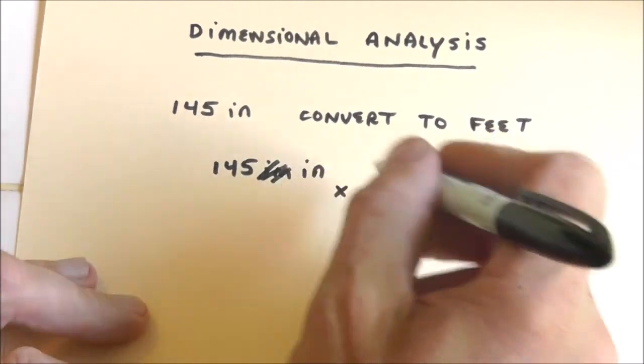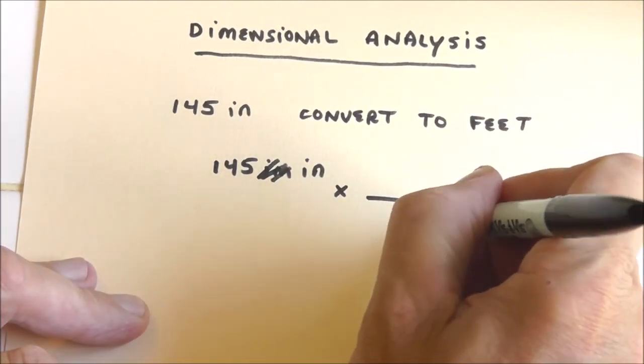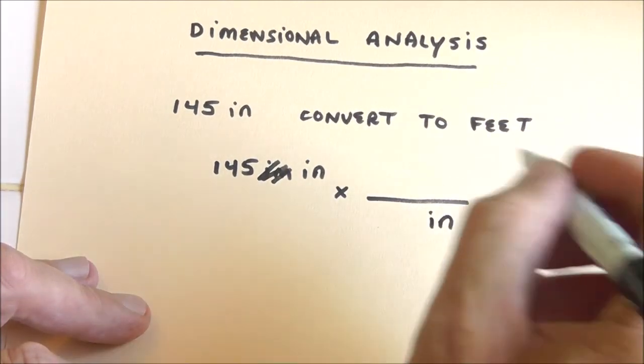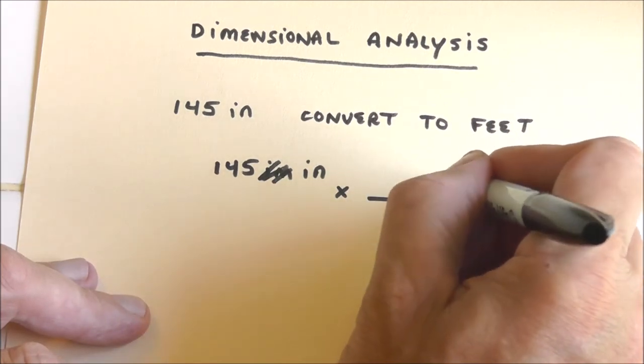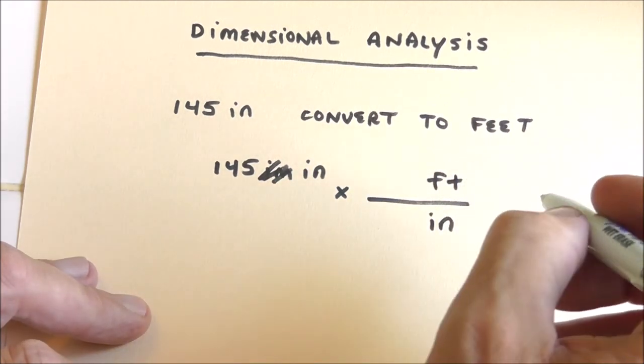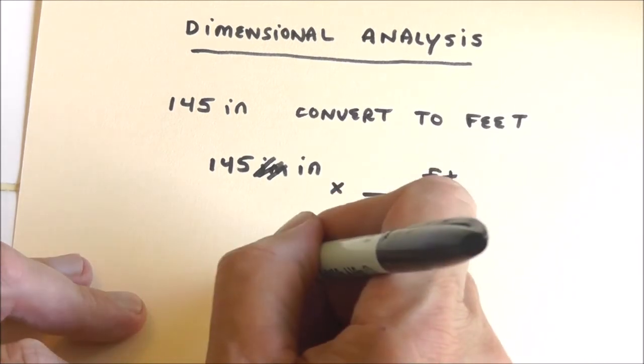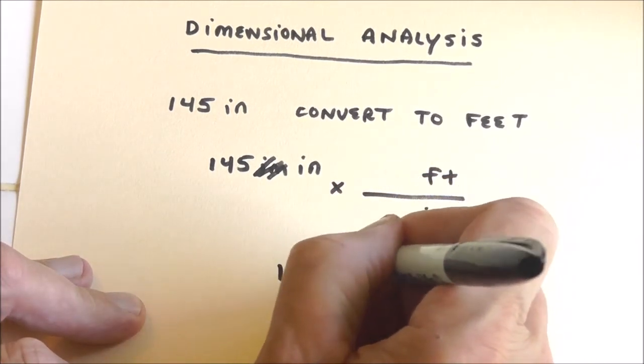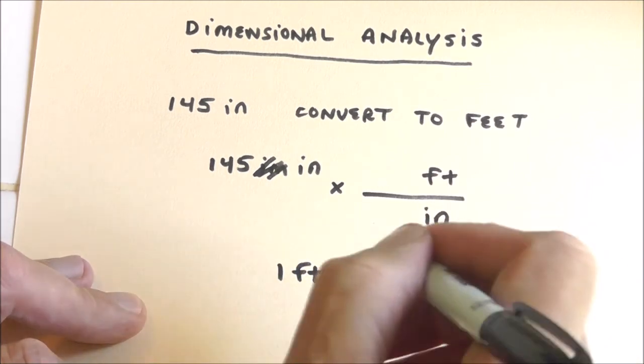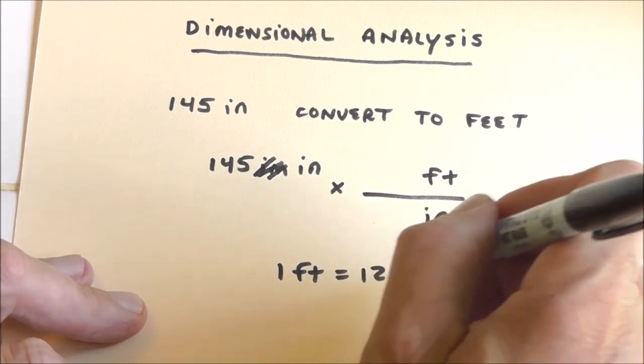Now, here's what we do when we convert something by something else. We need to make sure we cancel the units that we're converting out of and into the units that we want. And now you have to come up with the relationship between those two. And it is 1 foot equals 12 inches. And that's called a conversion factor.